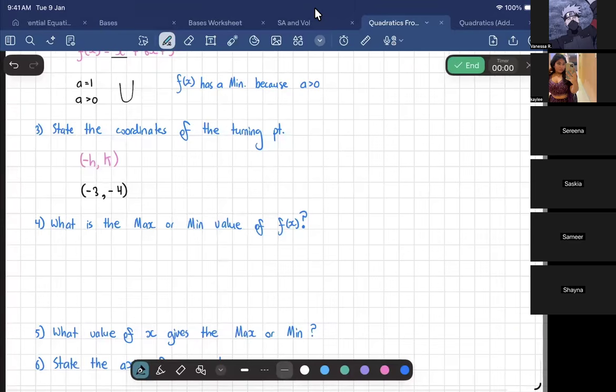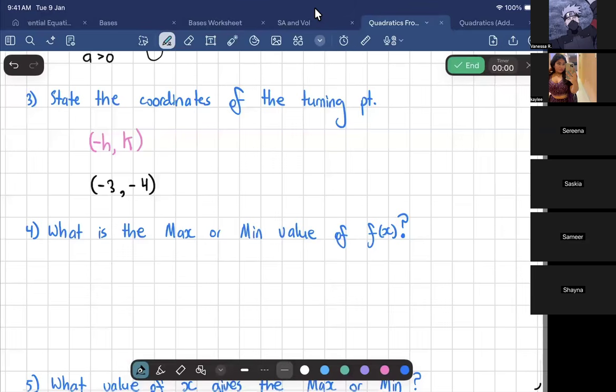The coordinates of the turning point is -h comma k. That's -3 comma -4. Right. Saskia, help me with number 4. Is it -4? Yes. Because remind me, in -h comma k, -h corresponds to what axis? X axis. And -4 is the y axis. Right.